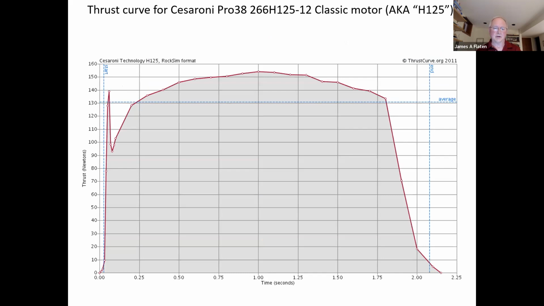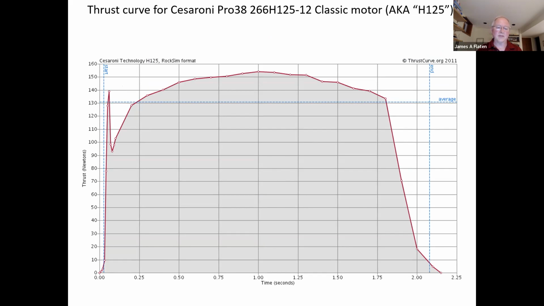Let's take a look at a thrust curve. So here's a thrust curve for an H125 motor from Cesaroni. A thrust curve is a curve that shows how much thrust you get at different times. So in this particular case, as time goes by, I notice over on the right-hand side, I have about 2 or 2¼ seconds. So this motor will burn for about 2 seconds or so.